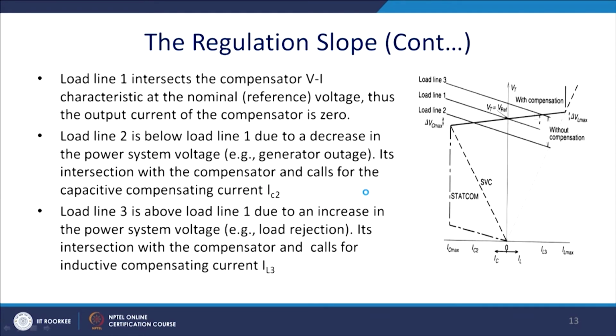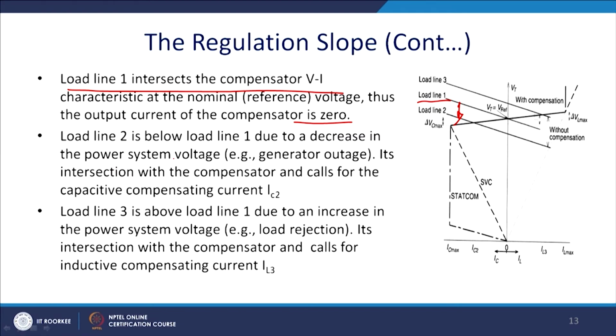Let us see this graph and that will explain the case. Let us consider that load line 1 intersects the VI curve. So, this is load line 1, and this is the characteristic of the nominal reference voltage, and thus the output current of the compensator is 0. And this is load line 2. Load line 2 is below load line 1 due to a decrease in the power system voltage, that means a generator outage or something like that, or SVC.